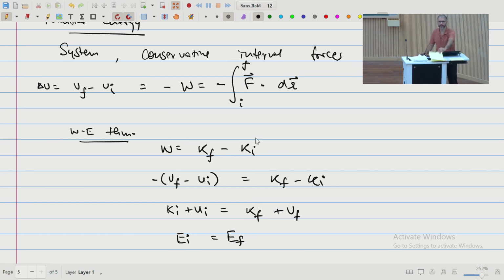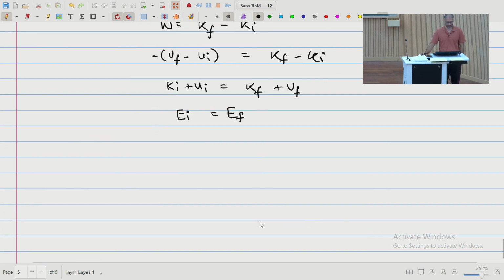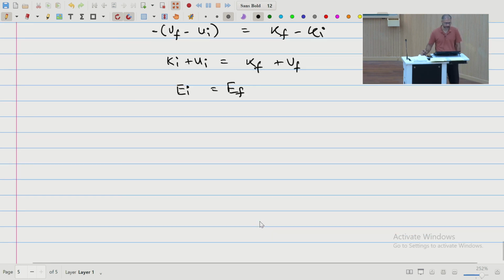We have learned all this. I am just recalling this because I don't want you to be confused with the basic ideas and not be able to understand the problems. So I cannot apply this if we have a non-conservative internal force.